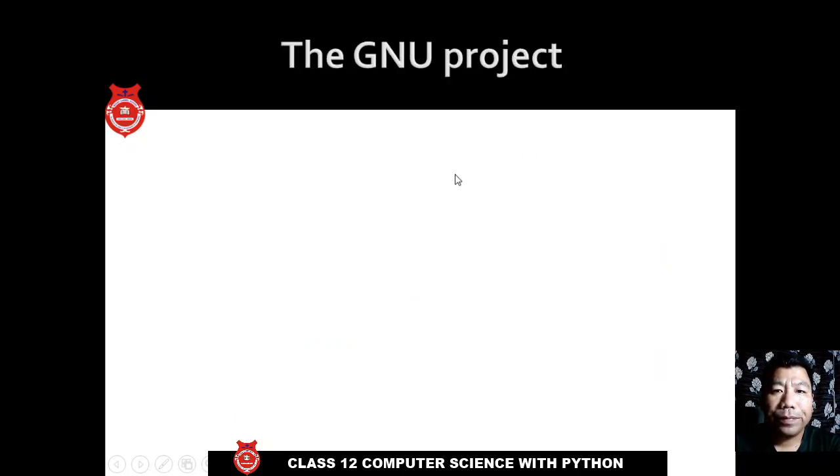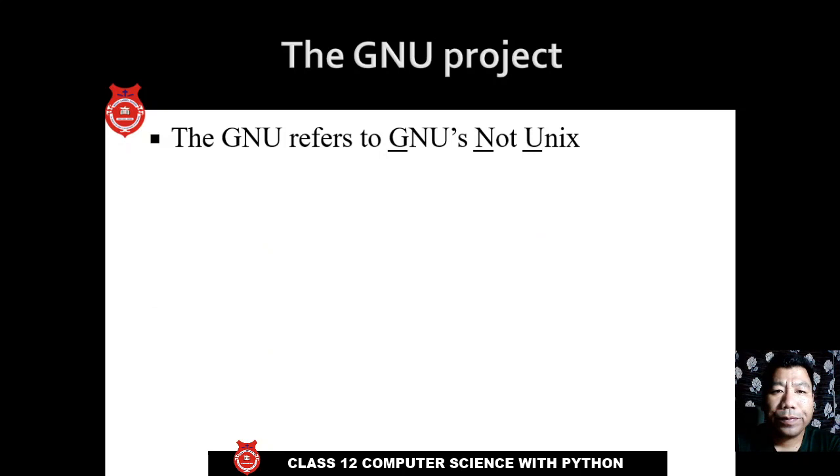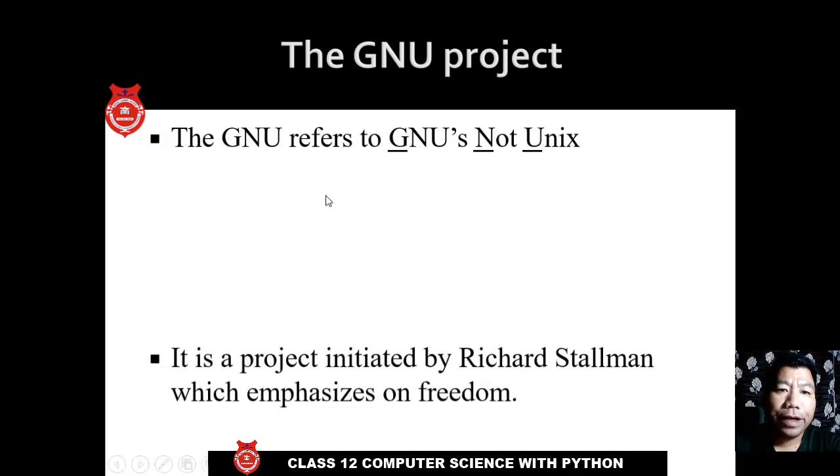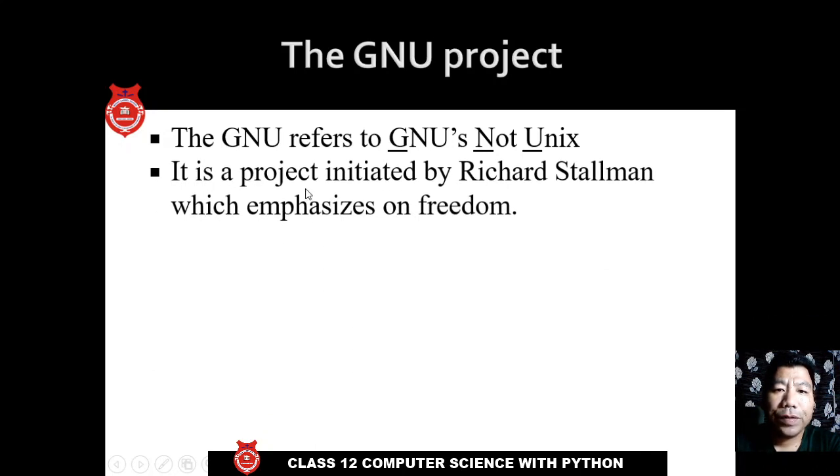Now let's go to the main project, which is the GNU project. GNU means GNU's Not Unix. So this is the full form. These types of abbreviations or short forms are known as recursive short forms or recursive abbreviations. Okay, recursive. And this GNU project was initiated by Richard Stallman, whose picture I have posted before, and he wanted to emphasize freedom of software.